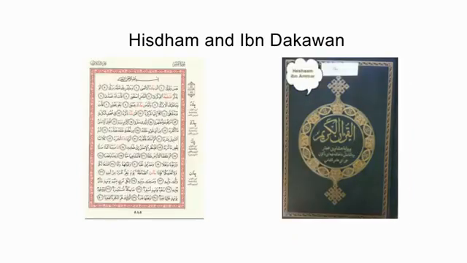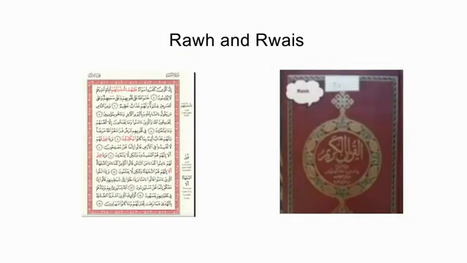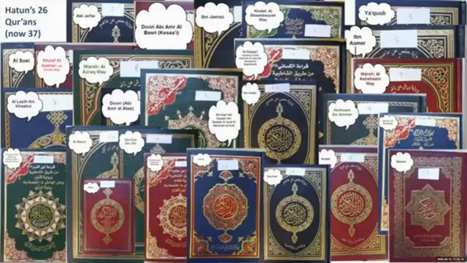This is the Mus'haf of Ibn Amir with his 2 transmitters, Hisham and Ibn Dakawan. And again you can see the words which are different from Hafs are marked in red. So Lady Hatun only had to count the number of words in red. I can do them, you can do them, a 12 years old boy can do them. It's 1, 2, 3, 4, 5, 6, 7. Next, Bazi and Qumbul, the same thing. And the last example is Ruwais and Rawh. It's the same thing.